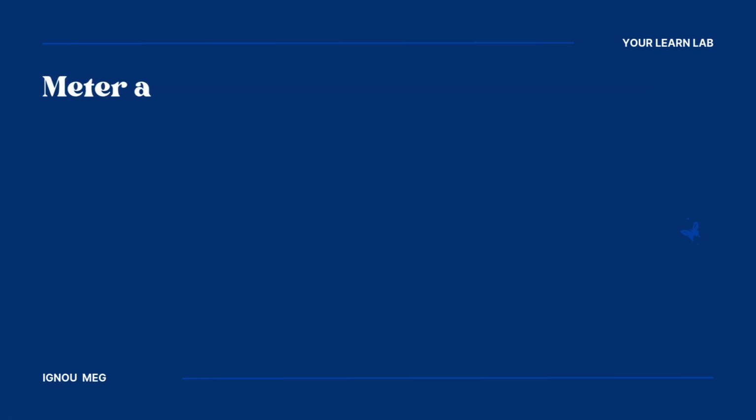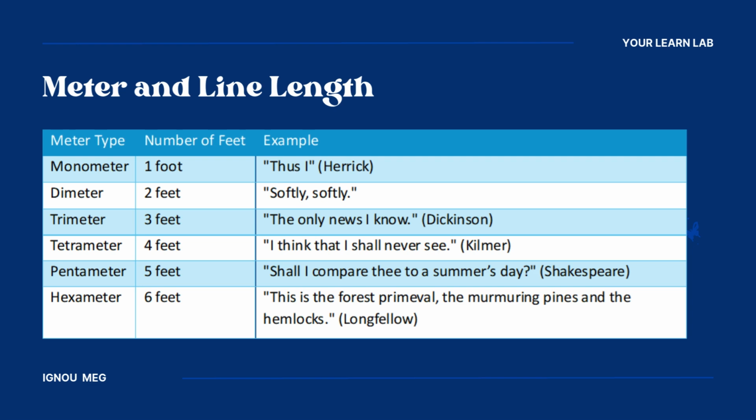Let's now take a look at the line length in a meter. So the first one, you have a monometer, which is 1 foot consisting of 2 syllables. Next you have dimeter, which is 2 feet with 4 syllables. Then you have trimeter, which is 3 feet with 6 syllables. And then you have a tetrameter, which is 4 feet with 8 syllables. Then next you have pentameter, which is 5 feet with 10 syllables. And last you have hexameter, which is 6 feet with 12 syllables.